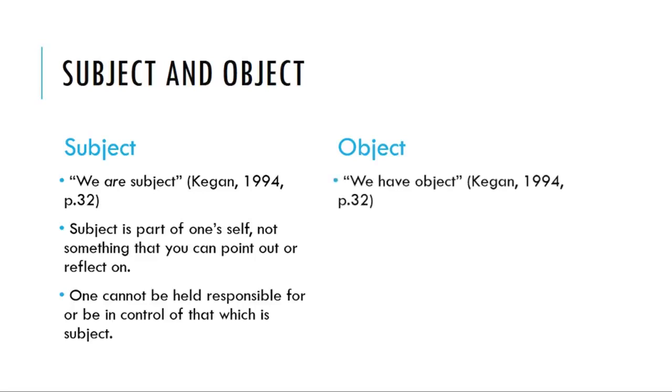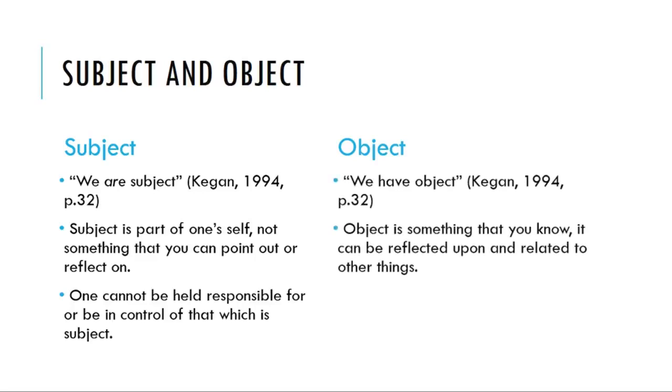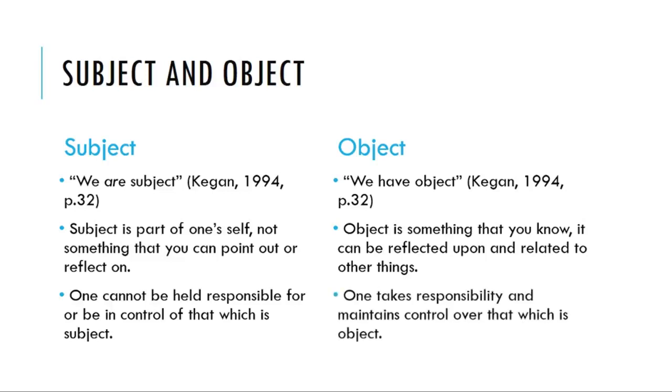Object, however, is something that we have. It's something that we know and can be reflected upon and related to other things, and we take responsibility and maintain control over that which is object. Kegan's theory involves the move from subject to object as an individual develops. As you take on more elements as object, your views on life and the world become more complex.